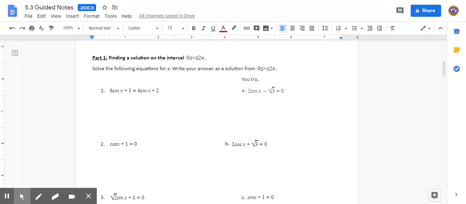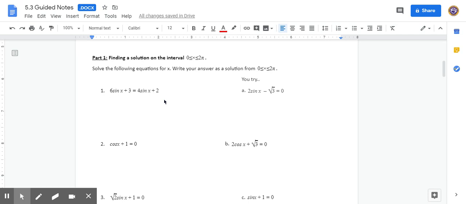Solve the following equations for x. Write your answer as a solution from 0 to 2 pi. So here we have 6 sine x plus 3 equals 4 sine x plus 2. When you have a trig function on both sides of your equation, you want to move one over to combine with the other side. It's kind of like you can have two x's, but you want to move them all over to one side, and then all of the other numbers go to the other.